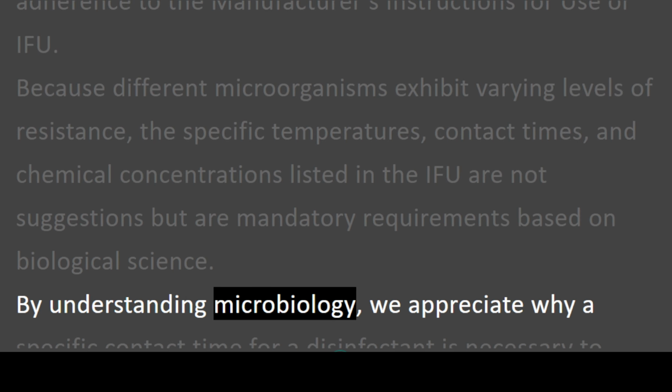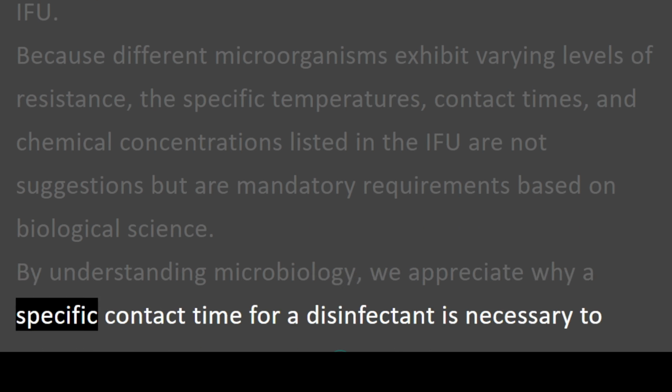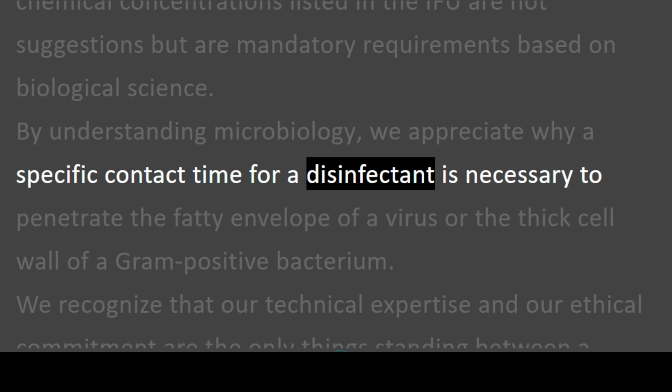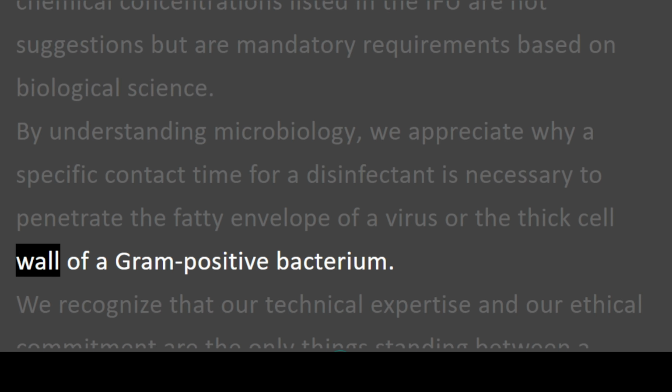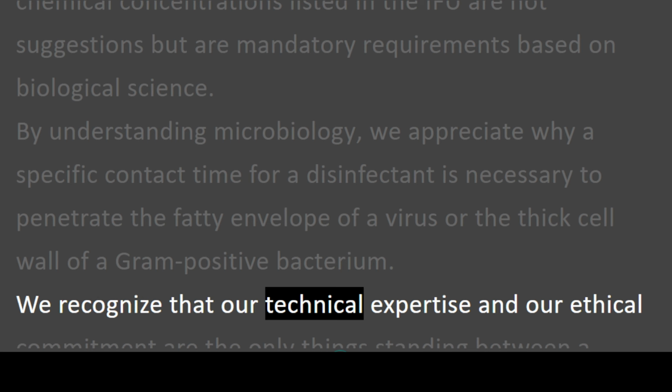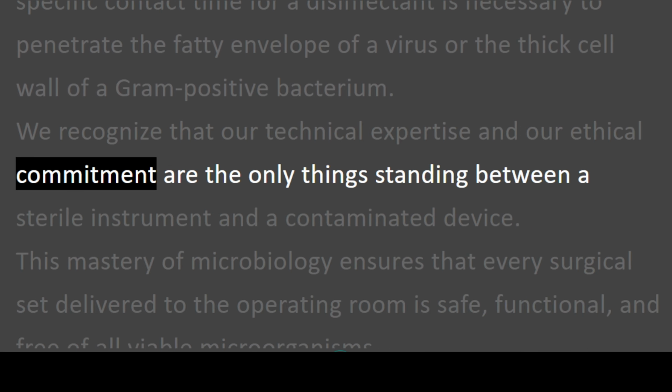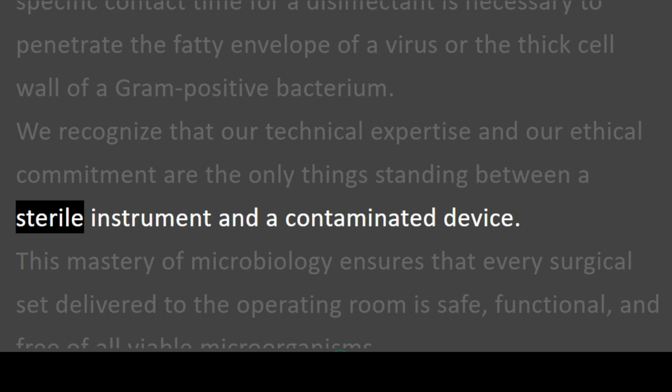By understanding microbiology, we appreciate why a specific contact time for a disinfectant is necessary to penetrate the fatty envelope of a virus or the thick cell wall of a gram-positive bacterium. We recognize that our technical expertise and our ethical commitment are the only things standing between a sterile instrument and a contaminated device.